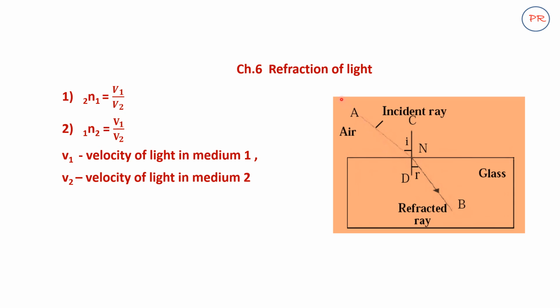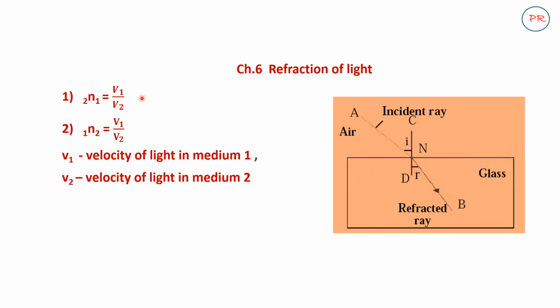Now the next part is chapter number 6, refraction of light. In the diagram, you can see a ray which is obliquely incident on this glass slab. After entering the glass slab, it will change its path. That is called deviation. And this is nothing but refraction of light. So when a ray of light travels from one medium to another medium obliquely, there will be a change in the path. Similarly, when it travels from one medium to another, its velocity will also change.